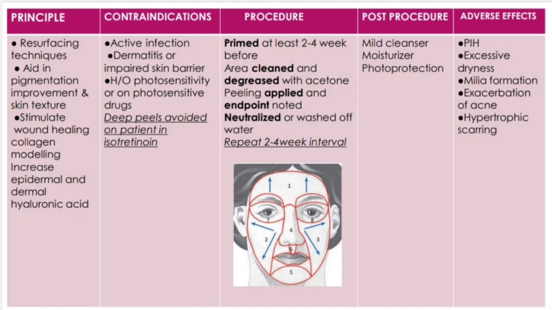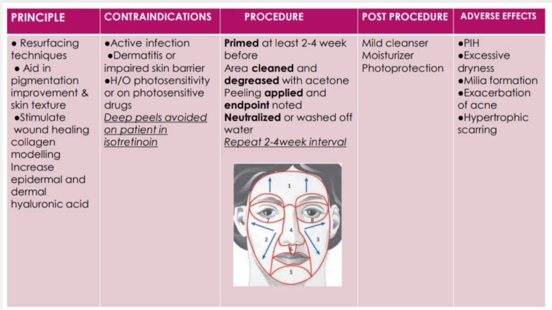The chemical peel is a resurfacing technique which is used for pigmentation improvement and skin texture. It stimulates wound healing and causes collagen remodeling, in both dermal and epidermal layers, along with hyaluronic acid, resulting in the improvement of the scar. It should be avoided in active infections, dermatitis or impaired skin barrier, and it should not be used in the case of any photosensitivity or if the person is on a photosensitive drug. Usually, superficial peels can be done in the case of the patient on isotretinoin, and deep peels should be avoided.